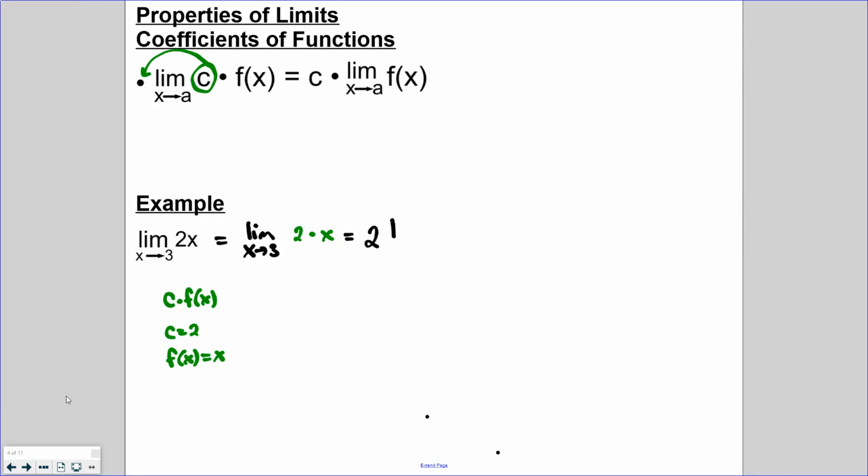So we're going to end up with 2 times the... Let's try this again. We're going to get 2 times the limit as x approaches 3 of x. Well, we just learned a property for the limit of x, we can use direct substitution. So I can take the a value, plug it in, and that's going to give us 2 times 3, which gives us a limit of 6. So again, if our function has a coefficient, we can factor it out of the limit.